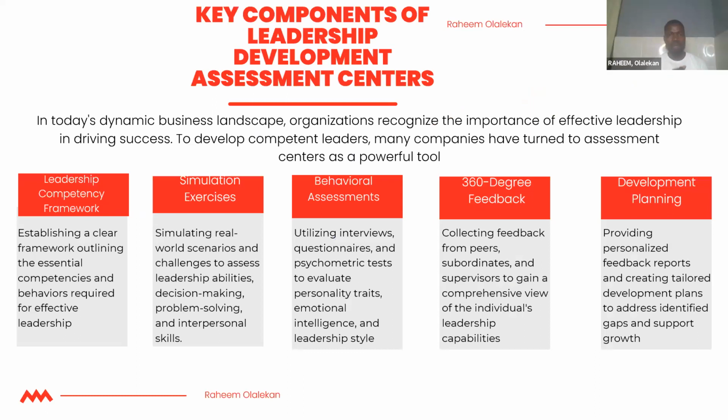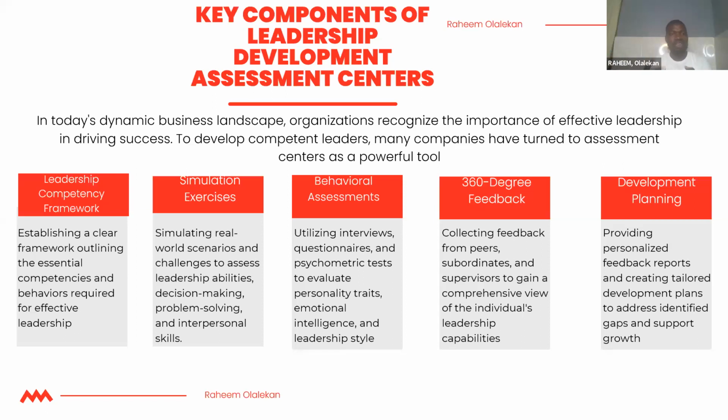Now, what are the components of assessment center for leadership development? You will agree with me that today the dynamic business landscape has changed beyond what we saw in the last 10, 15 years. New things are coming in. We need people to pick up new skills. We need people to go beyond what is expected from an ordinary person. You go above board to ensure that you get some things achieved.